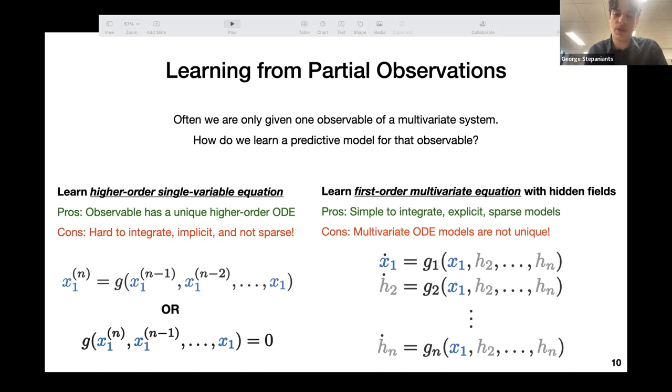But the issues are that in this particular representation, this ODE model is not unique. So for example, you could permute any of the hidden fields, or you could multiply them by scales or flip their signs, and you would still get an identical dynamical system back that could reproduce the exact same dynamics in X1. So that's just an issue of this type of representation that we're going to have to deal with down the road. Okay, so I'm going to focus on this second approach.